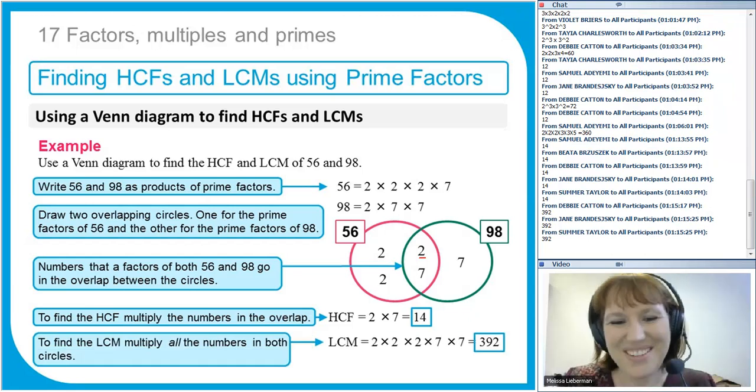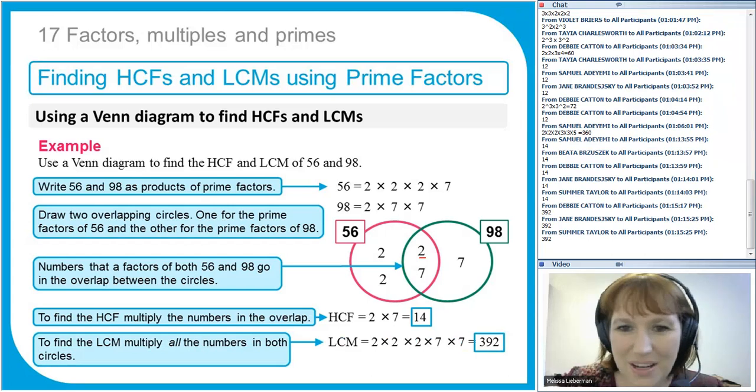Fantastic. Very good. 392. You can also use the method that I showed you earlier. So if you want to check it on your calculator, it would just be the 2 numbers multiplied together. Let's try it now to see if it works.